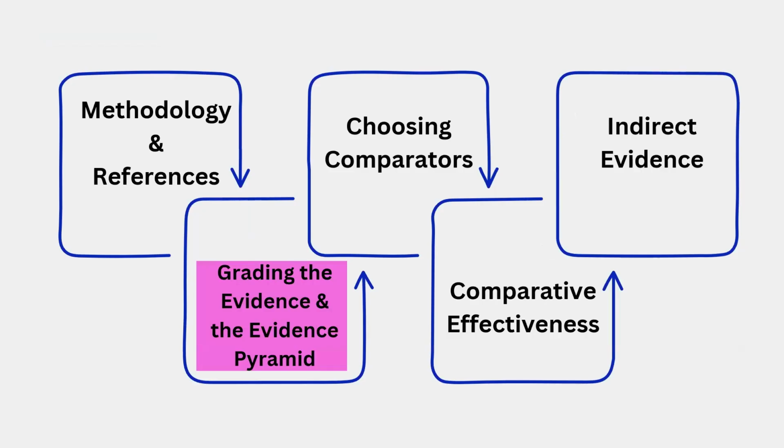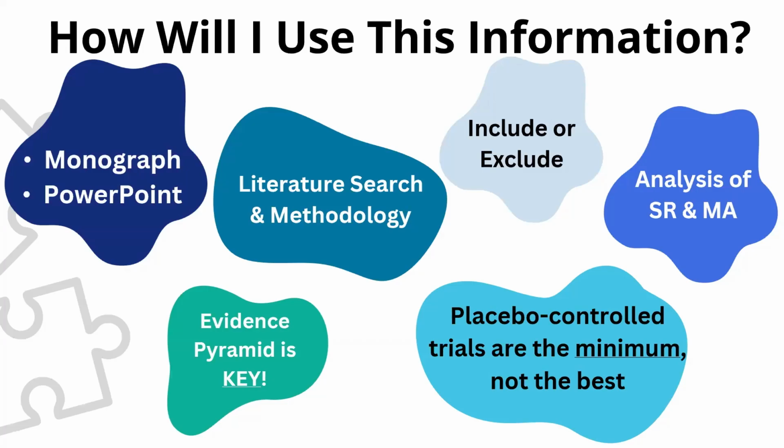So last time we spoke about methodology and references. This time we're going to talk about what do you do with all of those references? How do you assess them? Where do they fall in that pyramid? And how do you decide going forward if these are worthy of your discussion and inclusion in the monograph or presentation? So this information, how you grade the evidence, again, will be important for both monograph and PowerPoint.